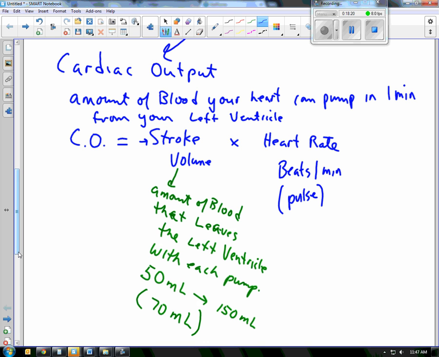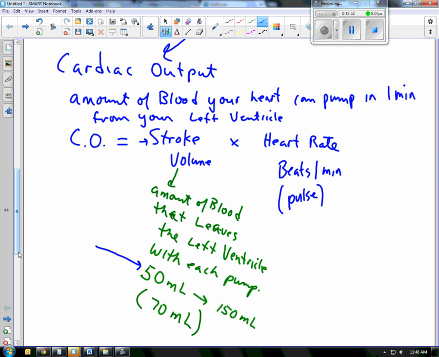But as you start exercising and your heart starts to contract harder, more blood can leave with each pump. And if your heart is stronger, more blood can leave with each pump. So your stroke volume can change, and here's maybe a range. Maybe your stroke volume varies from about 50 milliliters per pump to maybe 150 milliliters per pump, or maybe even more if you're a really well-conditioned athlete.